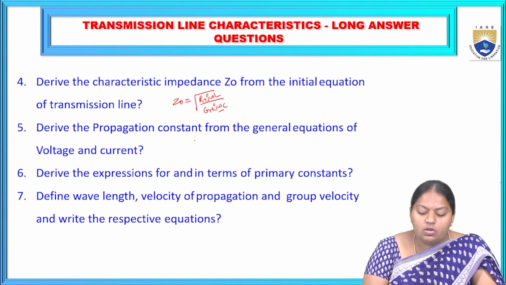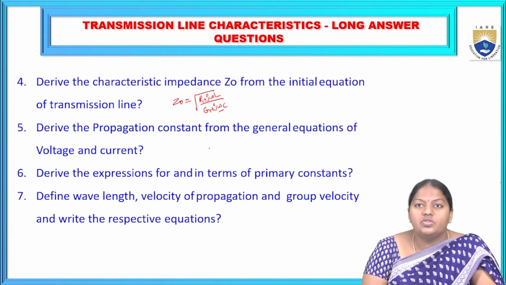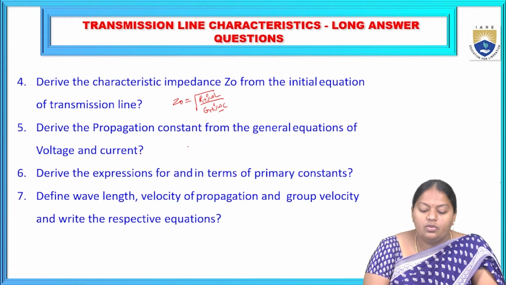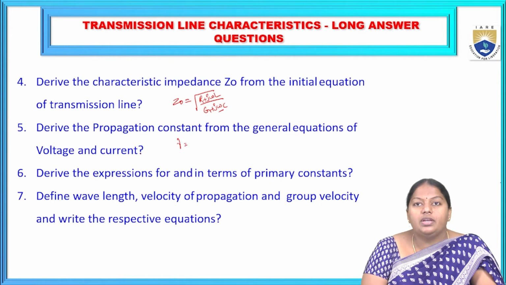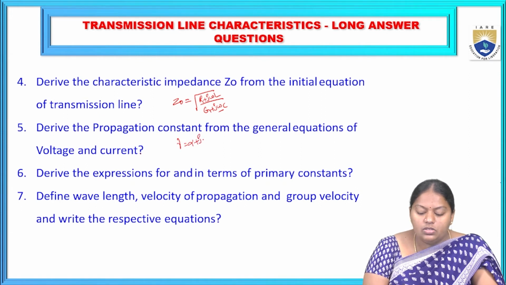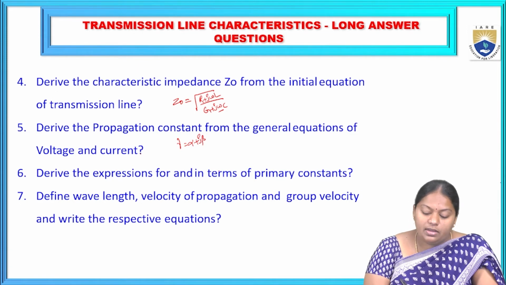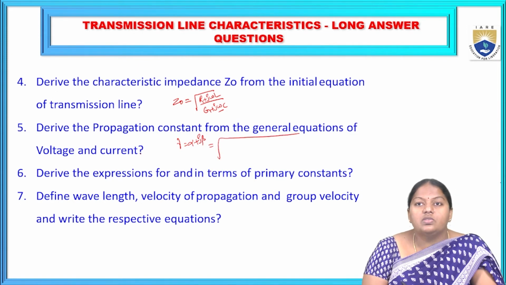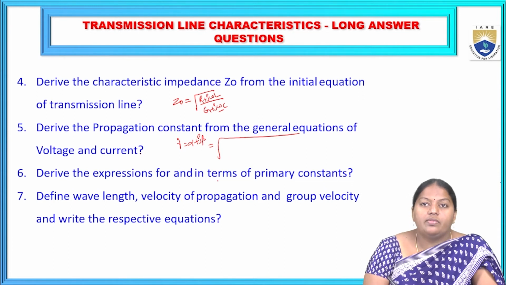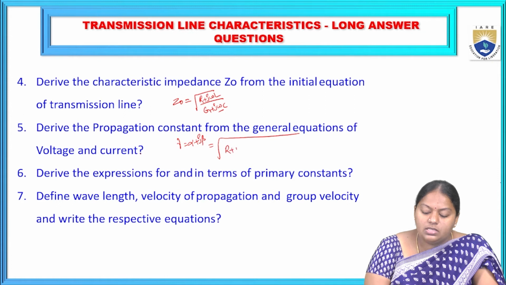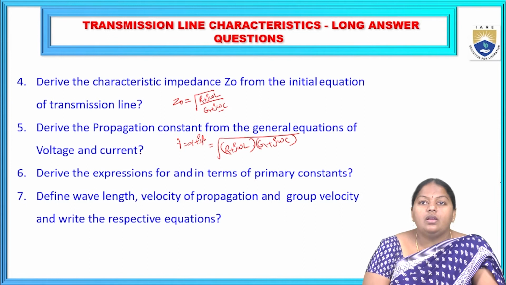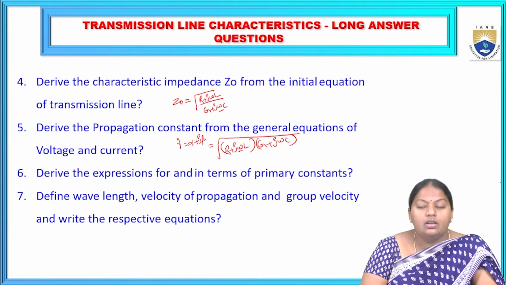Next, derive the propagation constant from the general equations of the voltage and current. So to get the propagation equation, again we have to consider transmission line equations, either voltage or currents. Now from that, the propagation constant gamma can be written as gamma equal to attenuation constant alpha plus j phase constant beta, which should be expressed in terms of all the primary constants and the operating frequency. Then it is given by the root of R plus j omega L into G plus j omega C. Right? All the primary constants means R, L, G, C, and operating frequency is represented with omega.